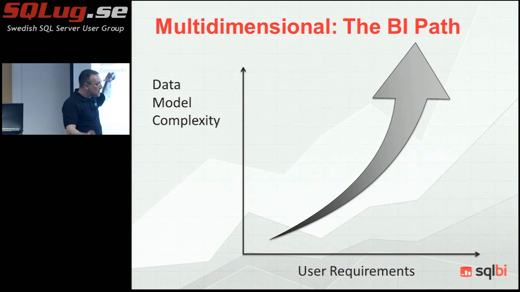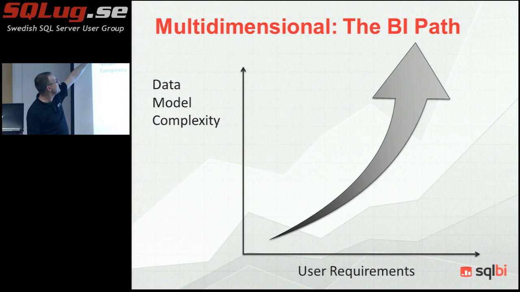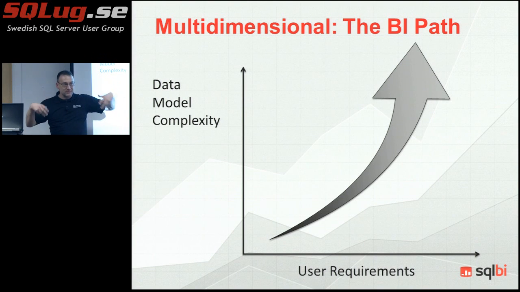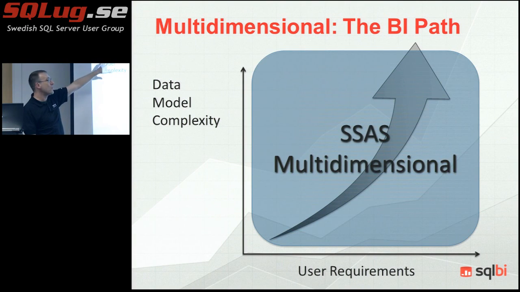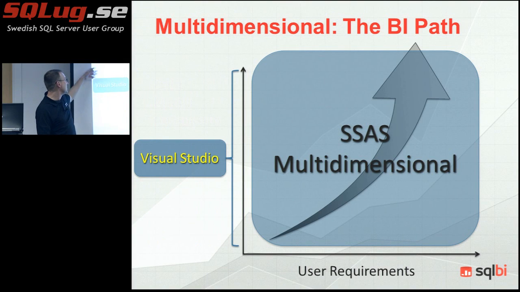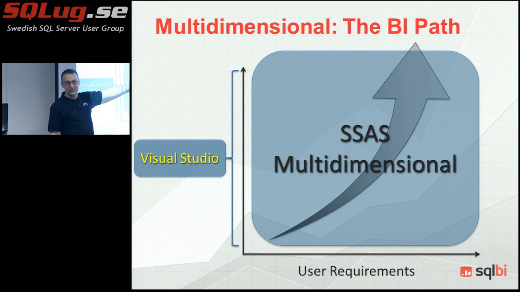And finally, in tabular, there is another thing which is important. In multidimensional, the BI path, you have data model complexity and user requirements. As they grow, of course, everything is more complex. But if you are running with multidimensional, you have one tool to solve everything. You don't have any other options. And the only programming tool you can use to work with multidimensional is Visual Studio. So you need BI professionals in order to create anything you want in Analysis Services multidimensional.